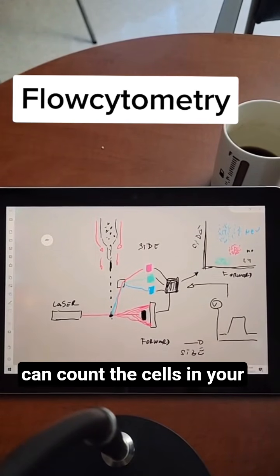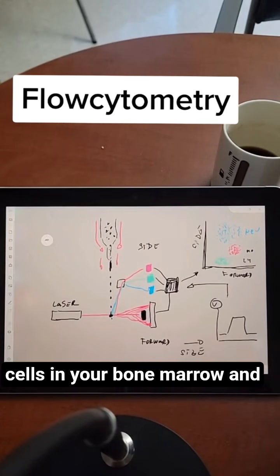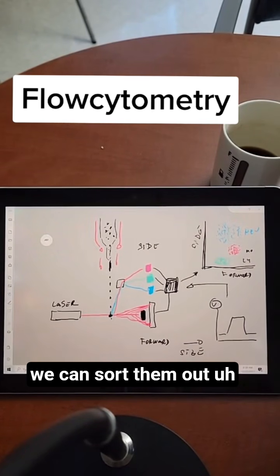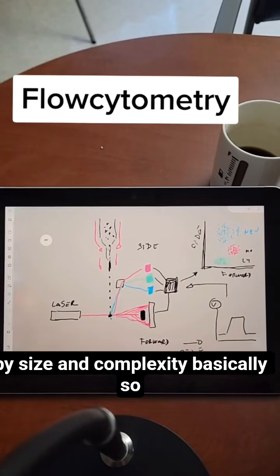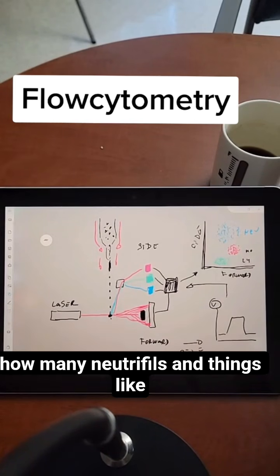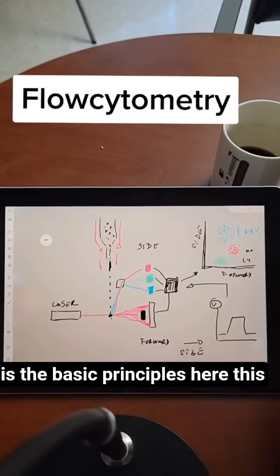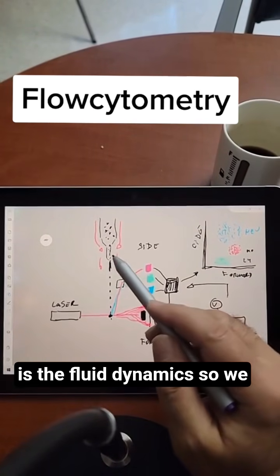Basically, we can count the cells in your peripheral blood, we can count the cells in your bone marrow, and we can sort them out by size and complexity. So we can tell you how many lymphocytes you have, how many monocytes, how many neutrophils, and things like that. So what are the basic principles here? This is fluid dynamics.